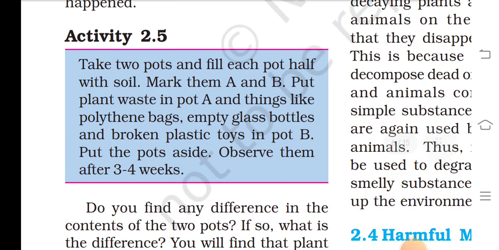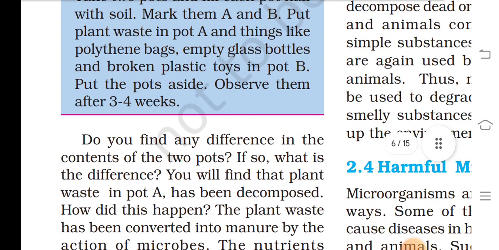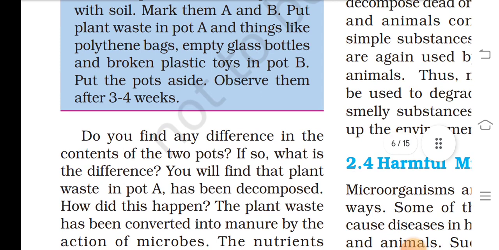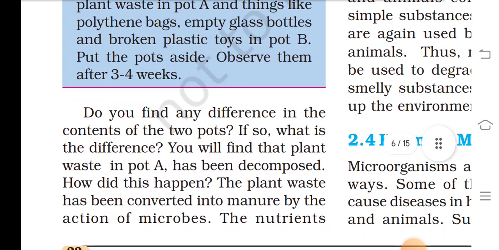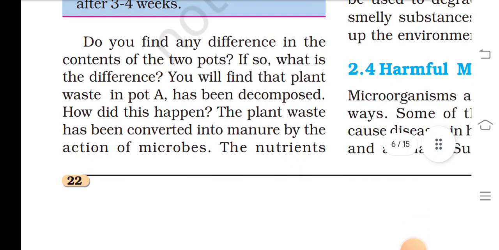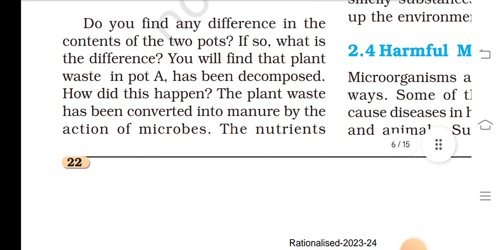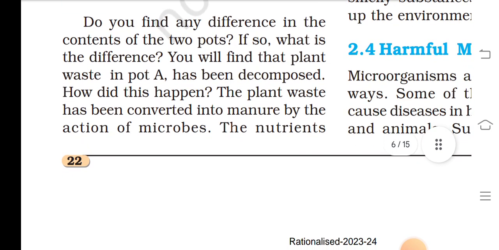Activity 2.5. Take two pots and fill each pot half with soil. Mark them A and B. Put plant waste in pot A. Put things like polythene bags, empty glass bottles, and broken plastic toys in pot B. Keep them aside and observe them after three to four weeks. Do you find any difference in the contents of the two pots? If so, what is the difference?